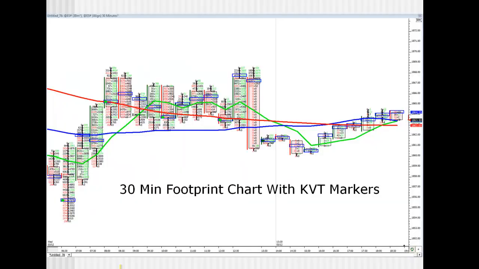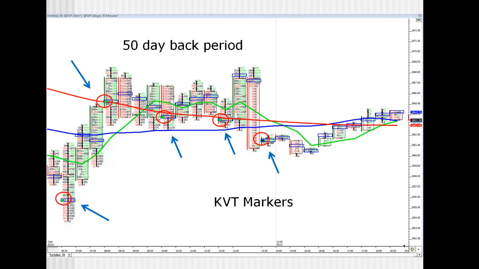Alright, so now we have a 30-minute footprint chart with KVT markers. Now, with the footprint, it is a little bit noisy, so it may seem a little difficult to track where they are. So what I've done is I've highlighted them for you. And again, here I'm using a 50-day back lookup period. So the tracker is going back.